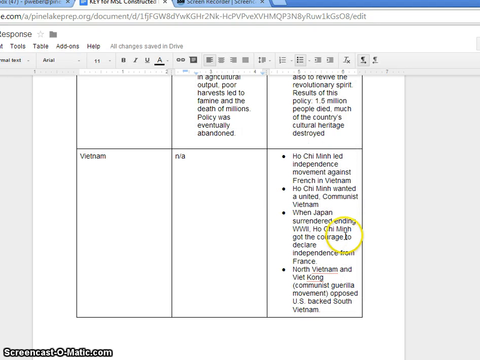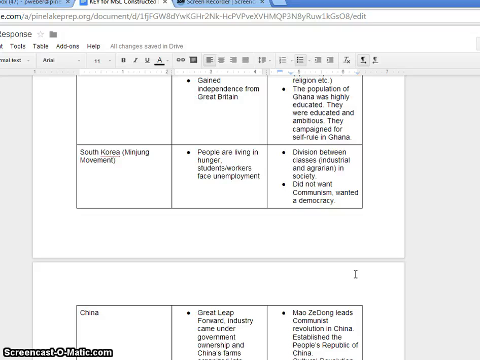Then Vietnam, we see just again this movement for communism or not. There was this desire to get independence from France, their colonial ruler. So those are just some of the examples. You could also choose to write about the United States and getting independence from Great Britain.